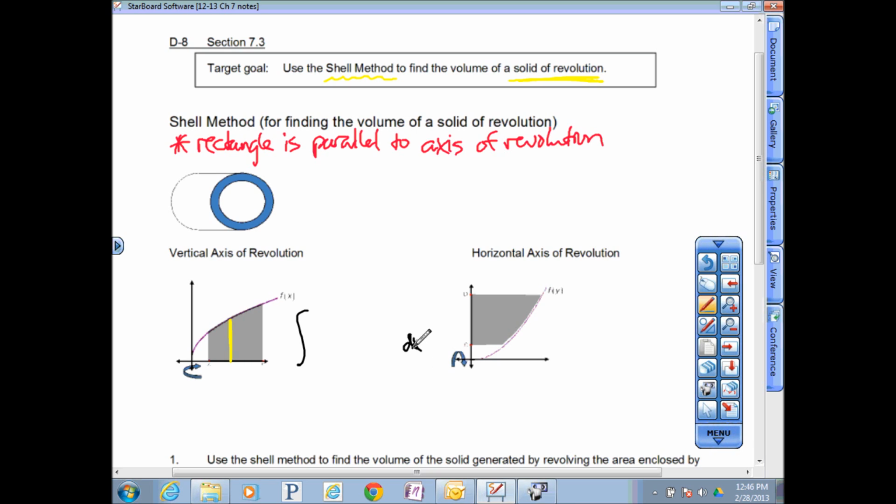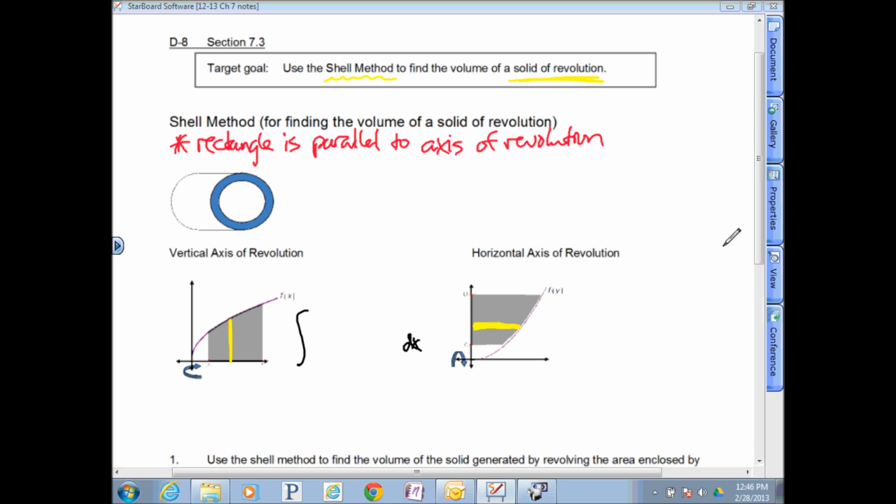When I look at the horizontal one, now I'm revolving it around, let's say, for example, the x-axis. Now when I put my rectangle in, I'm going to put it in this way, and that's going to tell me that this is going to be a dy integral that I'm going to be working my way through. Now, how does all this work?